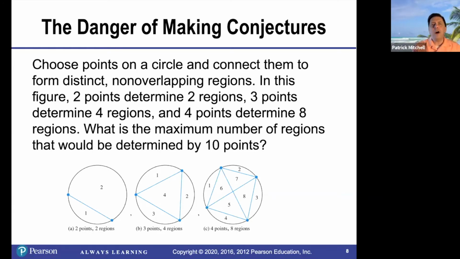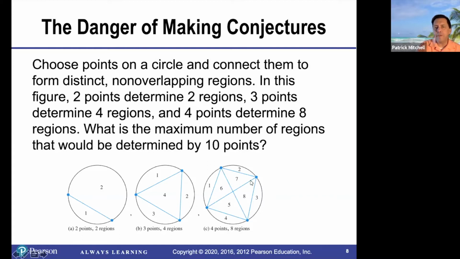All right, so here's another example of the danger of making conjectures. In this problem, we will choose points on a circle and connect them to form distinct, non-overlapping regions. So in this figure that you see at the bottom, 2 points determine 2 regions. They've put 2 points on the circle, connected them with a line, and that line divided the circle into 2 regions. Next, if we put 3 points on the circle and we connect all of those pairs of points, that divides the circle into 4 regions.